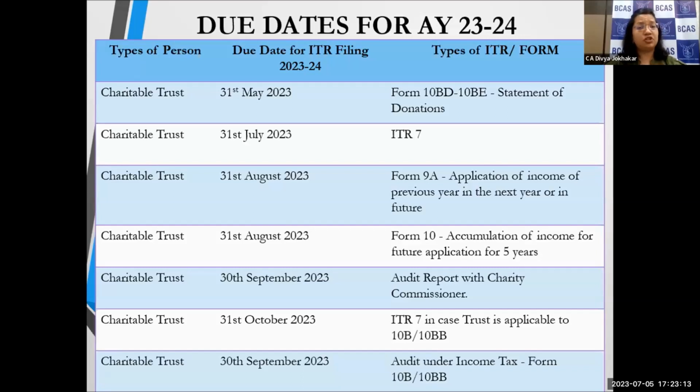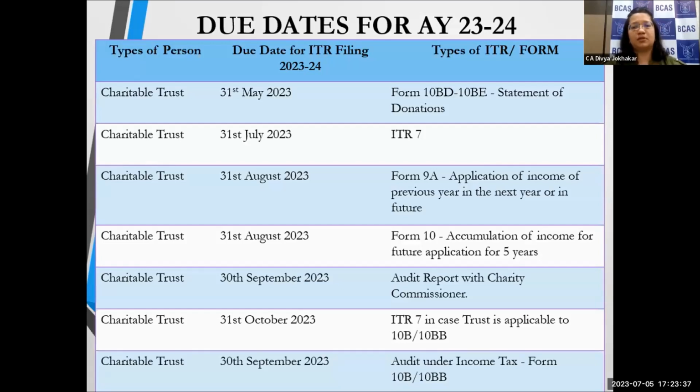This year, there is a slight change. In case you have an accumulation of income and you want to accumulate it for 5 years and put it in an investment, you will have to mandatorily file Form 10 before the 31st of August. That means that even if the Charity Commissioner's Office wants your financial statements and audit report by the 30th September, you will have to do the audit perhaps 1 month earlier.